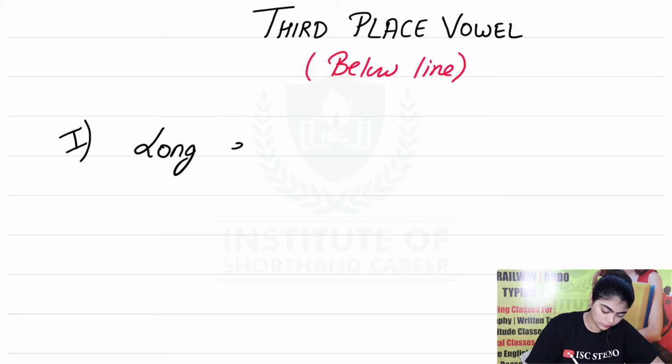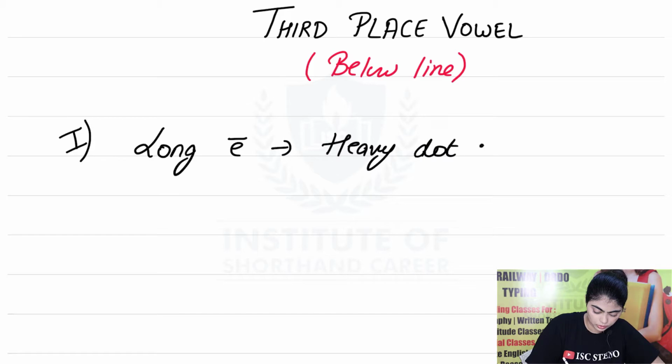Long E is represented by a heavy dot. In words where you hear the sound of E, like tea, see, she, fee, in those words you are going to make the long E a heavy dot. Okay? So let us see the words. The first word is eat.